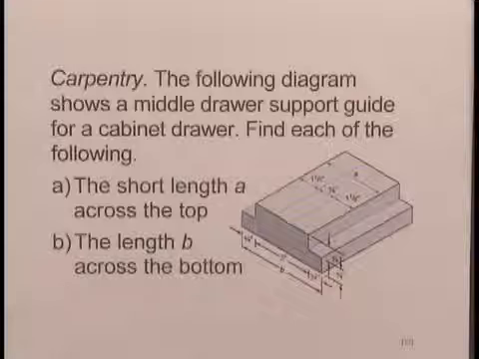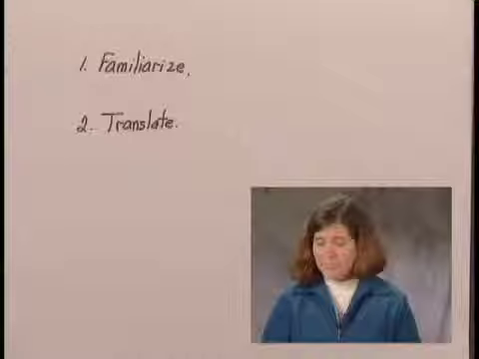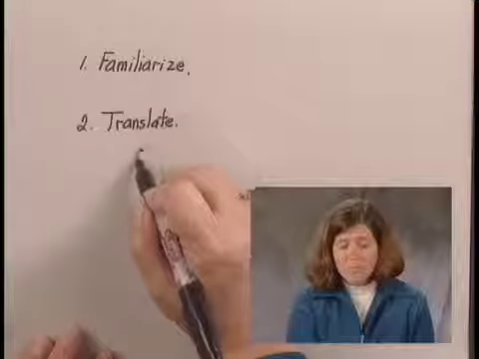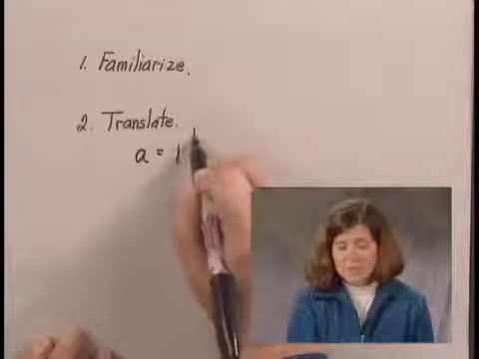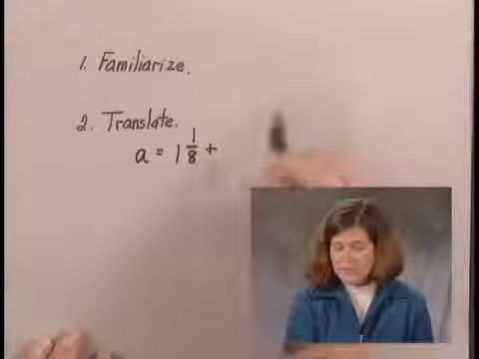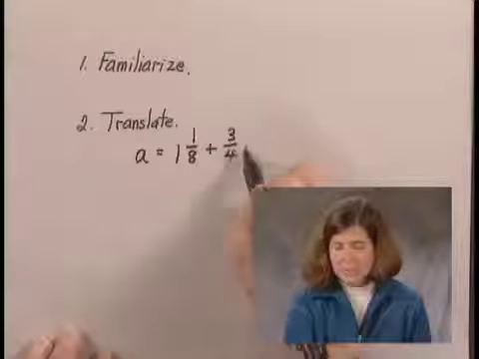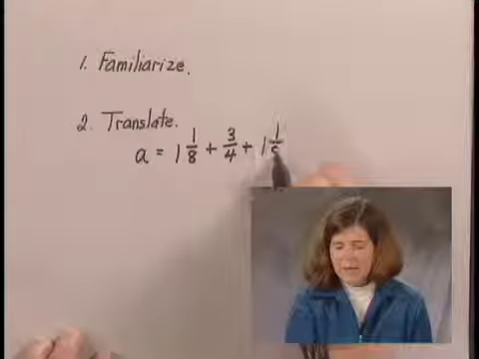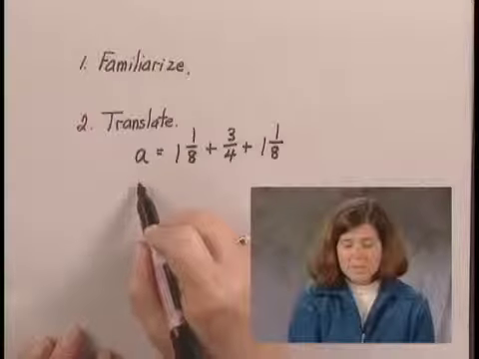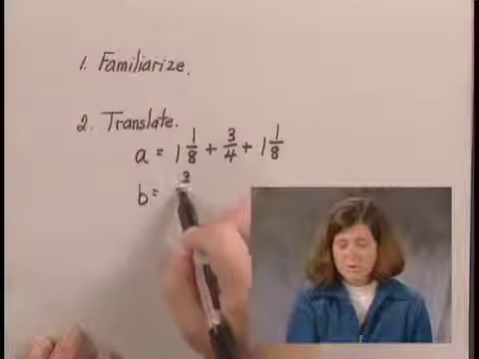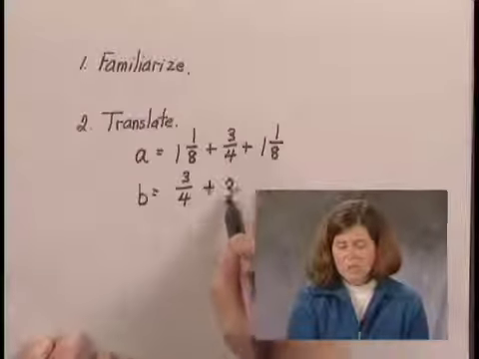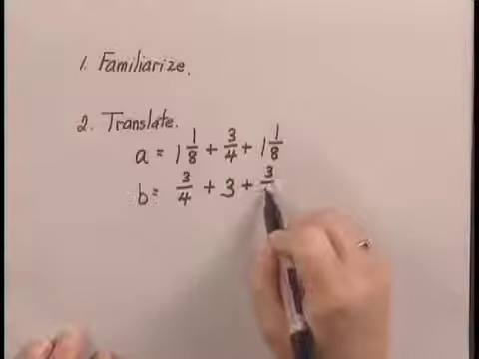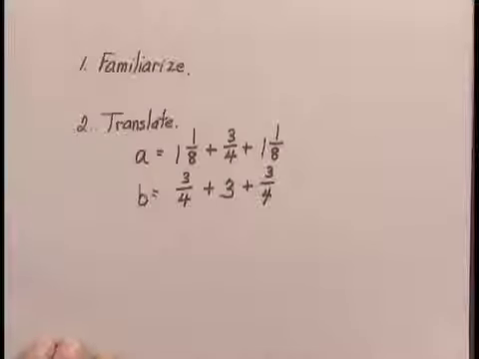So now that we've familiarized ourselves with the situation, we can translate into a mathematical equation. The short length A across the top was 1 1/8 inches plus 3/4 inches plus 1 1/8 inches. The length B across the bottom was 3/4 of an inch plus 3 inches plus another 3/4 of an inch. And now we have equations in order to find both A and B, so we can solve.